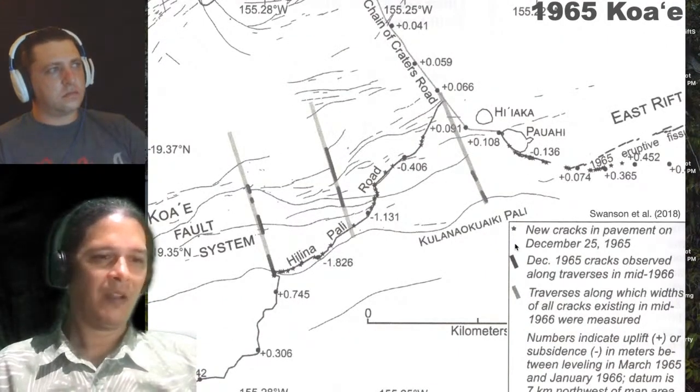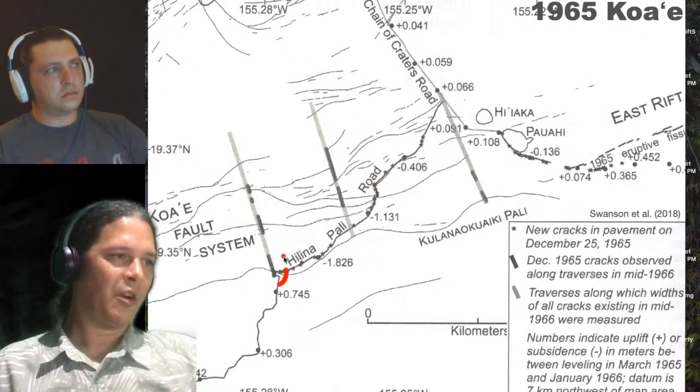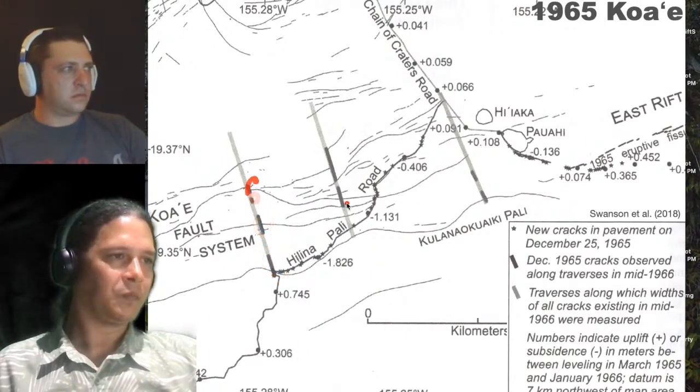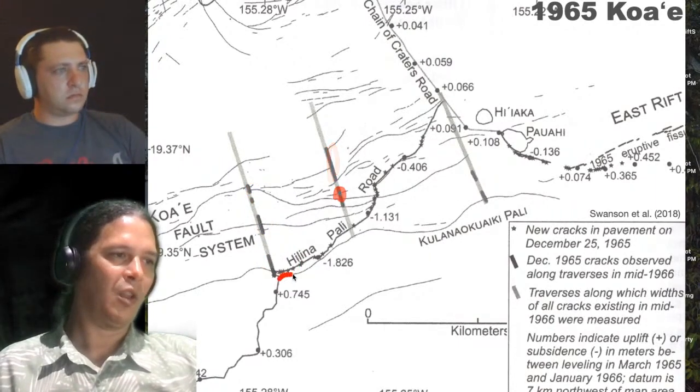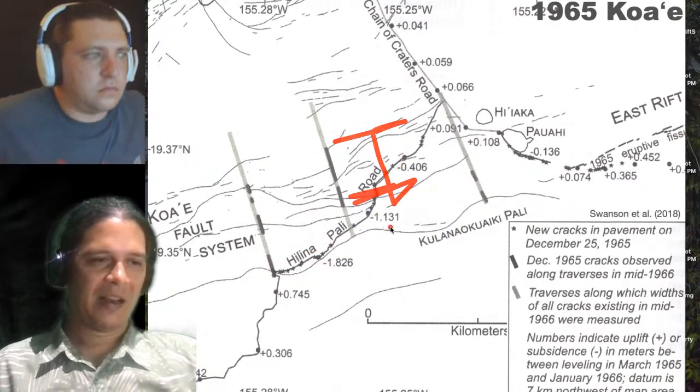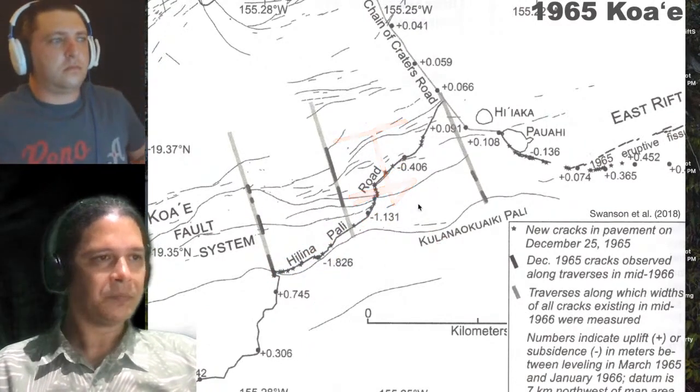So this is not unique to 73 or other times. Here's 1965, and the darker plots on these areas are places where cracks were seen to have opened up during these surveys, and then cracks opening along the Hilina Pali Road, lots of places all through here and all through here as well, right? Showing quite a wide area of cracking during that 1965 event.